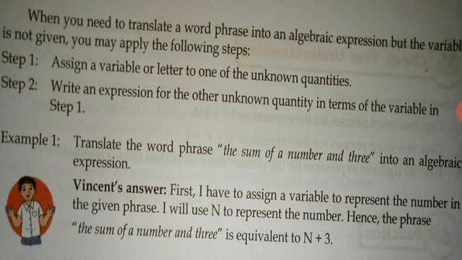When you need to translate a word phrase into an algebraic expression but the variable is not given, you may apply the following steps. Assign a variable or letter to one of the unknown quantities and write an expression for the other unknown quantity in terms of the variable. For example, the sum of a number and 3. Sum denotes addition, a number, let's say it is n. You will use the letter n as the variable, then 3. So you can write it as n plus 3.